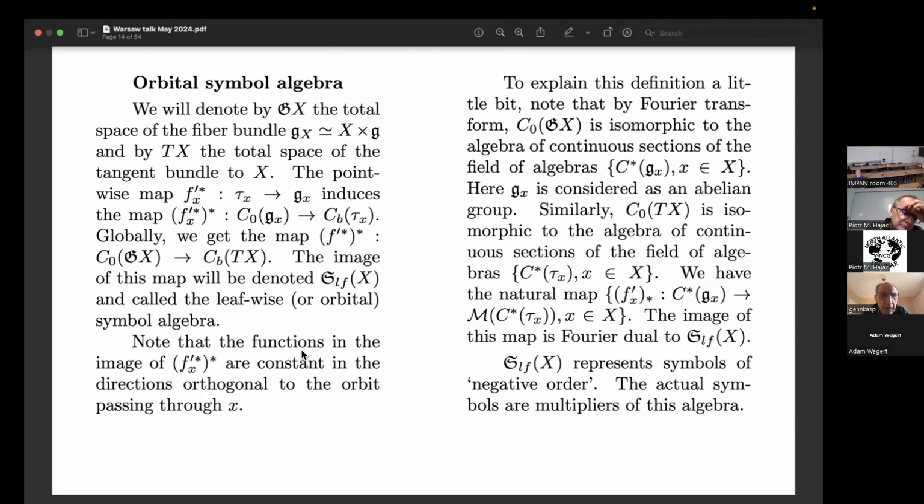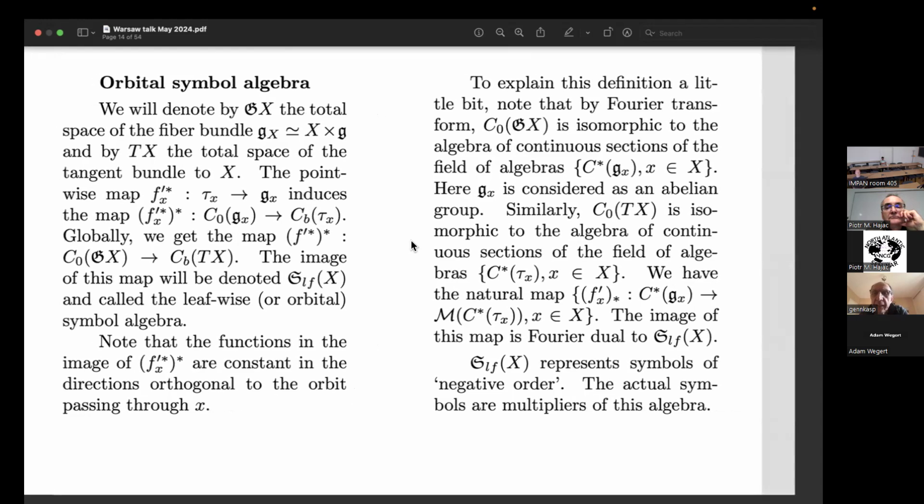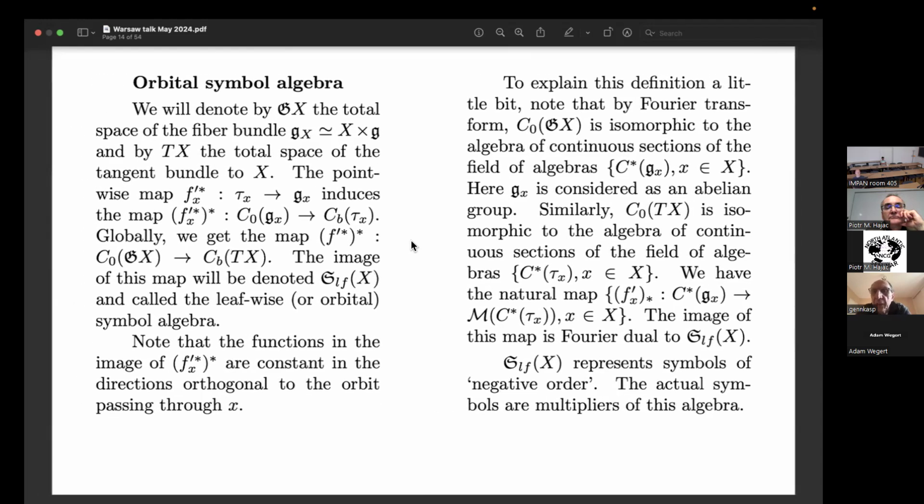Now, I should note that the functions in the image of this map are constant in the directions orthogonal to the orbit passing through X, which means they are not functions which vanish at infinity of X at all. They are some bounded functions on X.